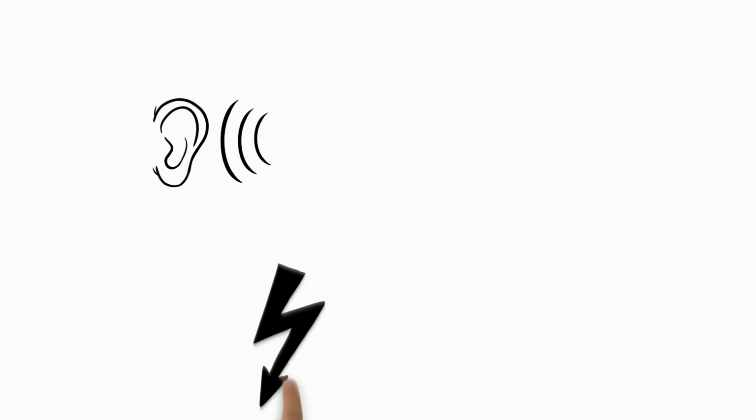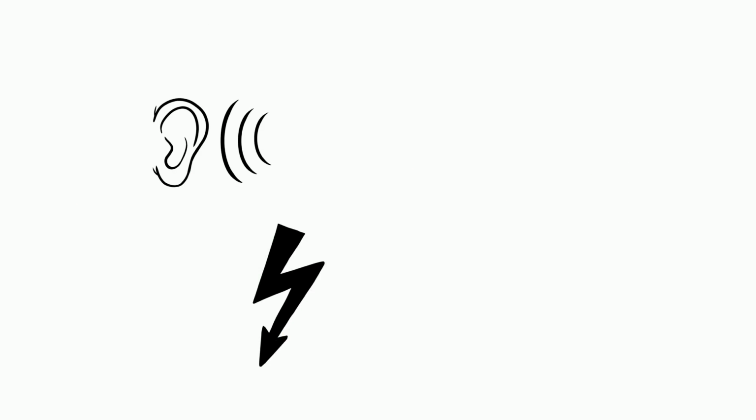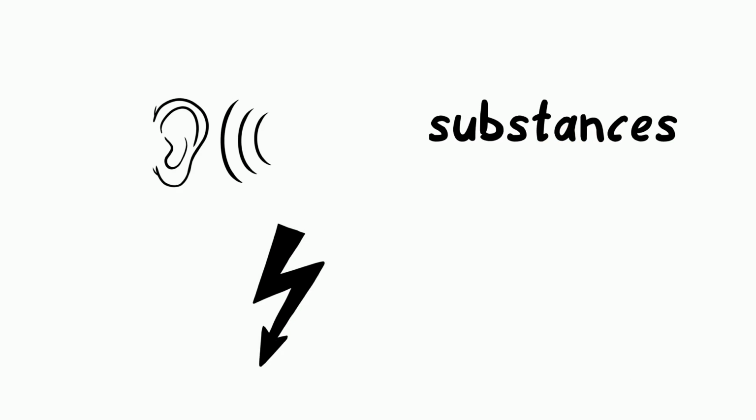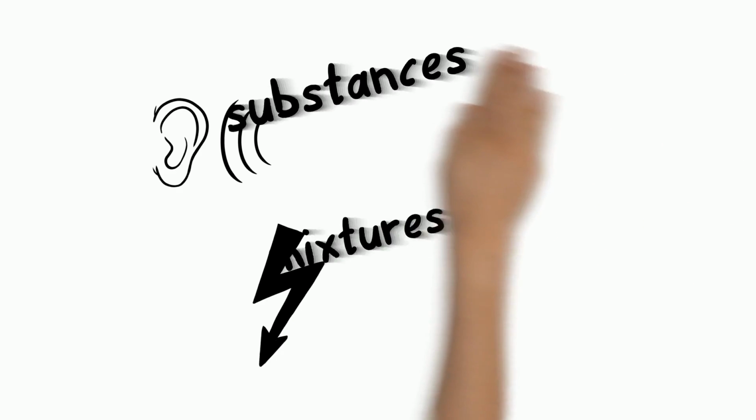On the flip side, what is not matter? An example is sound, which is a form of energy. We break up matter into two categories: substances, which are pure, and mixtures of substances, which are not pure. In this video, we will talk about substances.